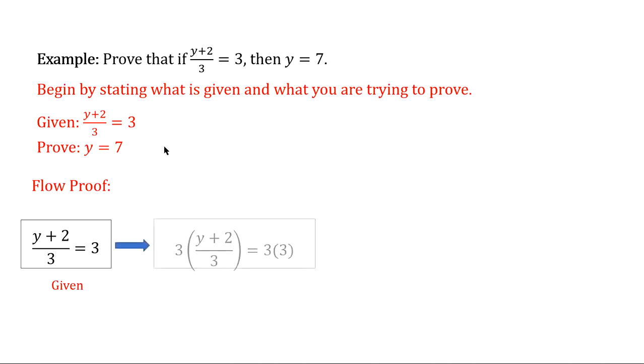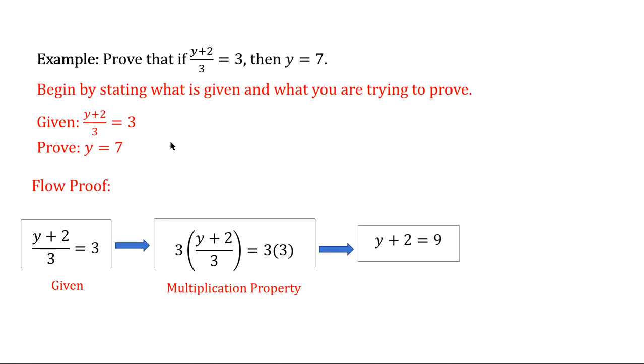We draw our arrow, then we bring down the second part. What's the next step to get through to the equation? We have a 3 in the denominator on one side, and we want to get rid of that. So we're going to multiply both sides of the equation by 3, using the multiplication property, to get rid of the denominator. That's your next step. We're able to do that because of the multiplication property. Then from there we have our arrow again. Once we do all that work, we're going to be left with y plus 2 equals 9.